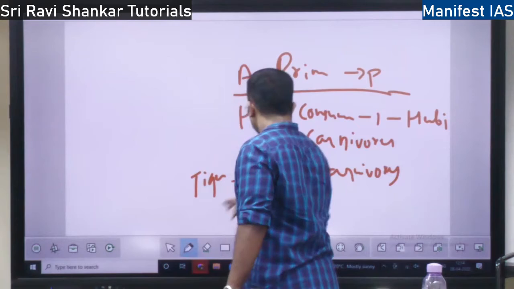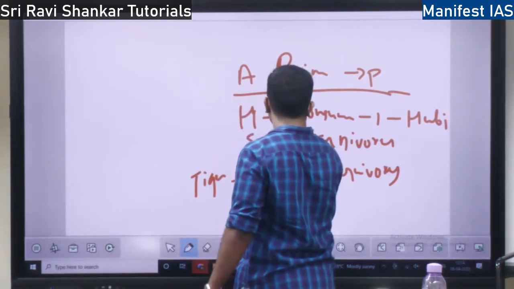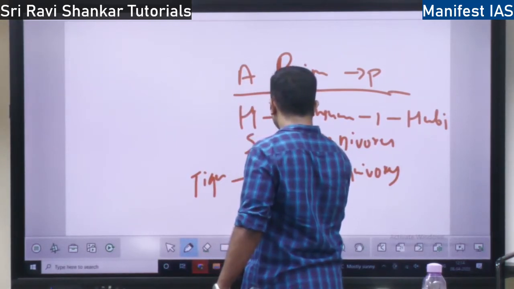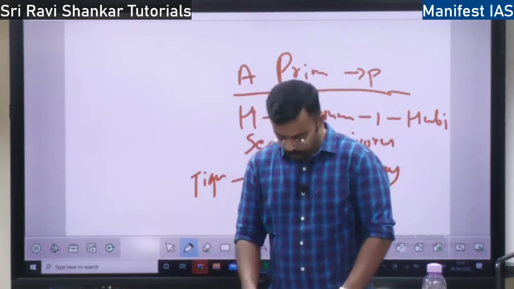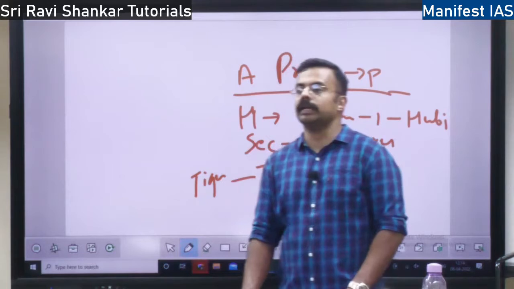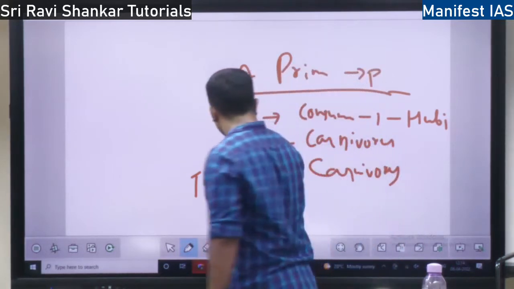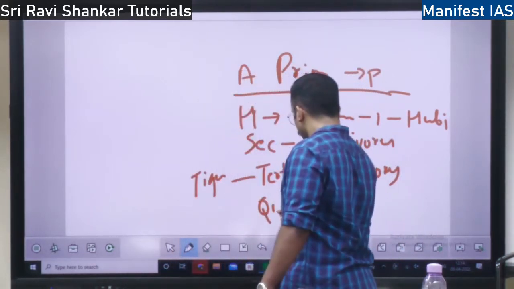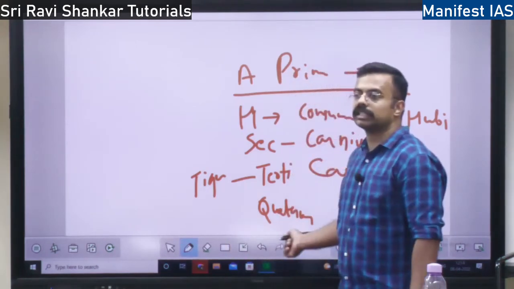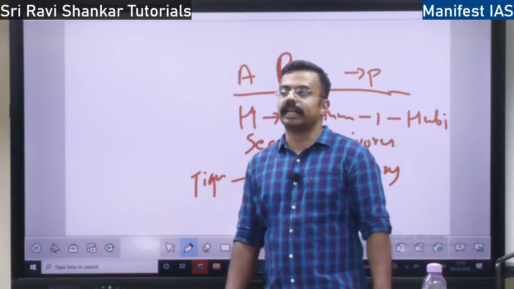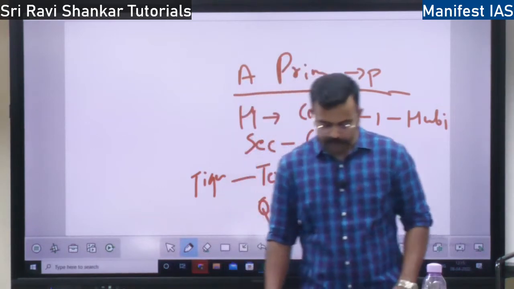So this is secondary consumer and this is tertiary consumer, that is tiger, all those things. Then you have one more component, quaternary consumer. Quaternary consumer, all your eagles, vultures, which eat the dead tigers and lions. Those are the quaternary consumers.